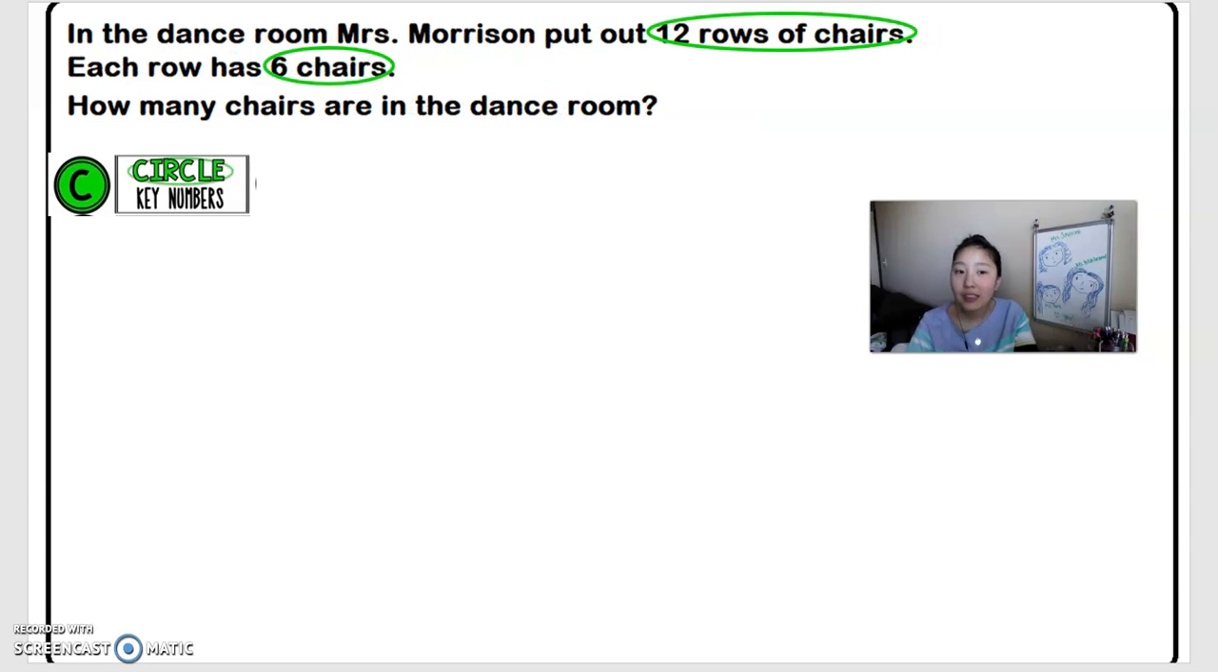Next one. In the dance room, Miss Morrison put out 12 rows of chairs. Each row has 6 chairs. How many chairs are in the dance room? Pause right now and find the question. For this one, I want you to point to the question on the screen. You got it? Alright, the question was, how many chairs are in the dance room? Great job. We're going to keep going.